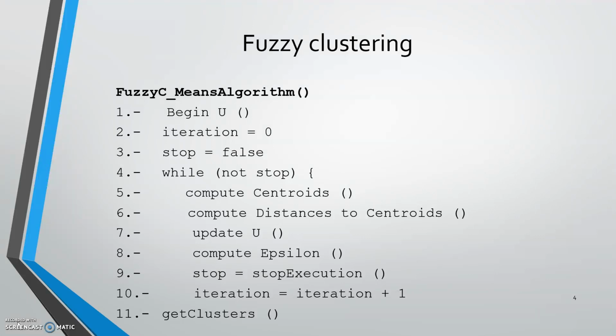Then, in line 8, the algorithm computes the value of epsilon of each entry as the difference between the matrix U in the current iteration and the matrix U in the previous iteration. In line 9, the algorithm decides whether or not to continue iterating. If epsilon value is less than or equal to the tolerance, then the algorithm must stop. Otherwise, the algorithm has to continue. Finally, in line 11, the algorithm outputs the clusters obtained during the execution.